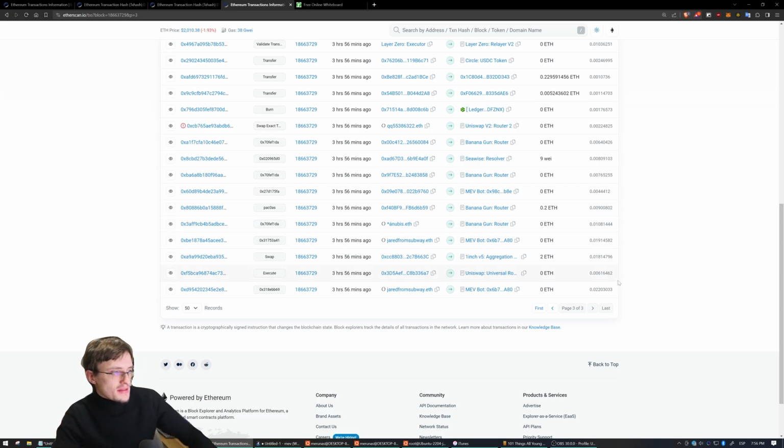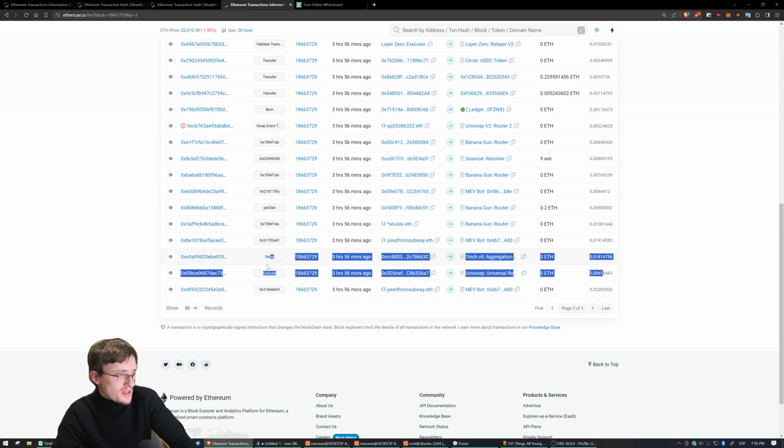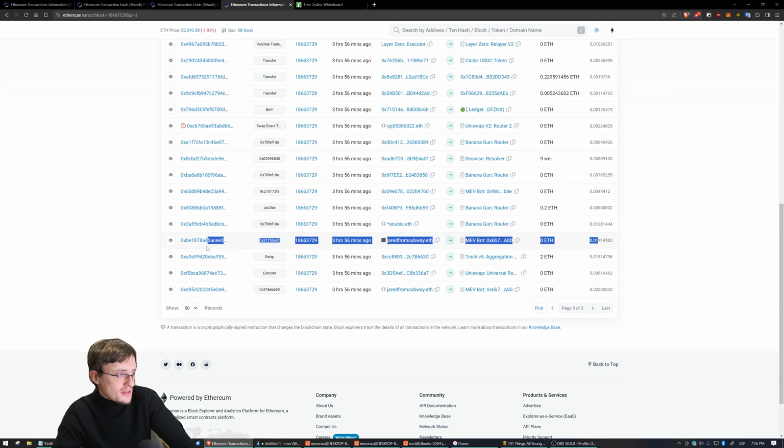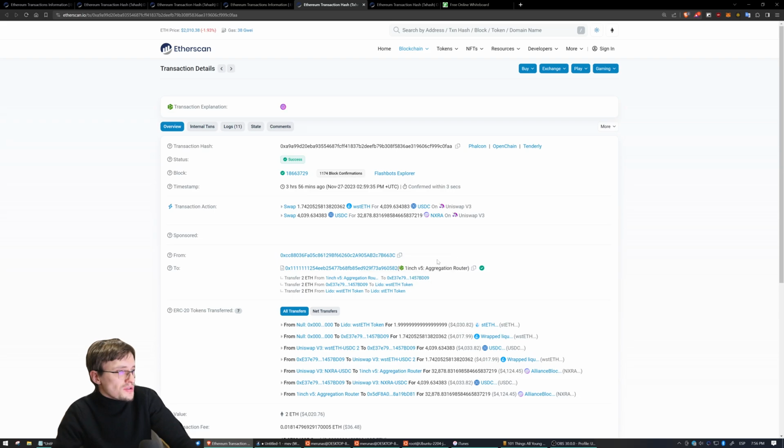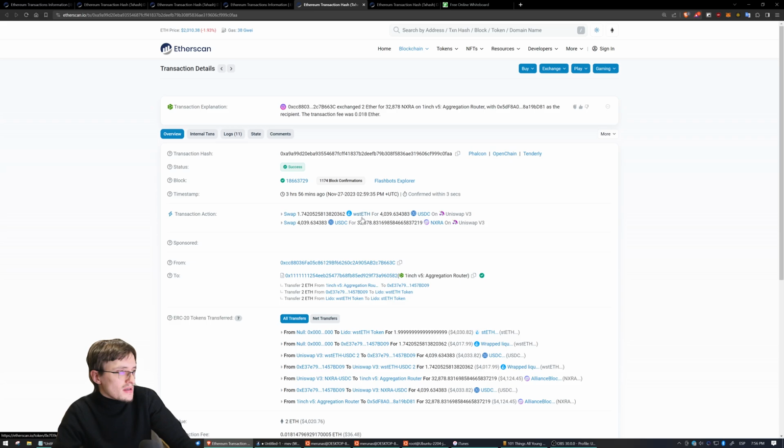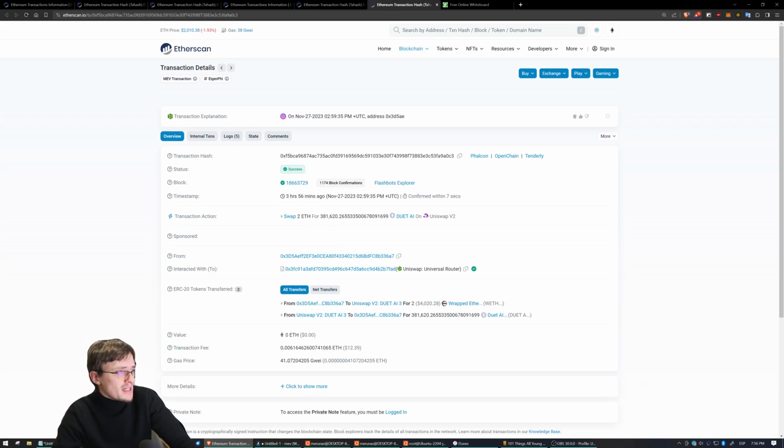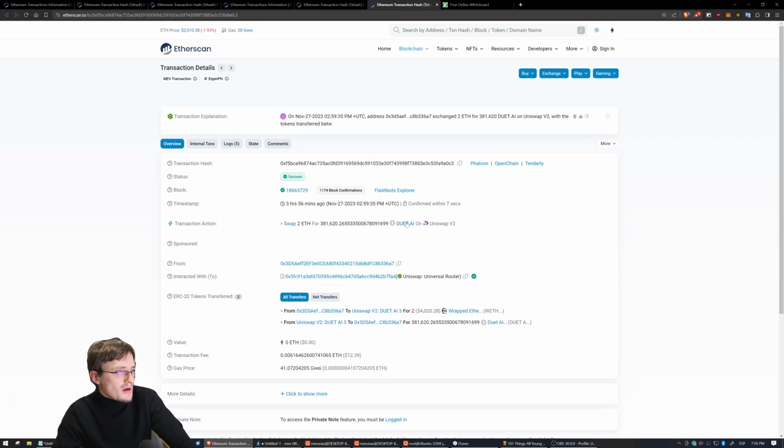Now let's take a look at this. He is buying here on the first transaction of the block. Then there are two victims and he is selling. Let's see what the victims do. First, one of the victims is using 1inch to swap wstETH for USDC and USDC for NXRA. That looks like an arbitrage, right? But we'll see. And then another transaction where he's buying Duet AI.